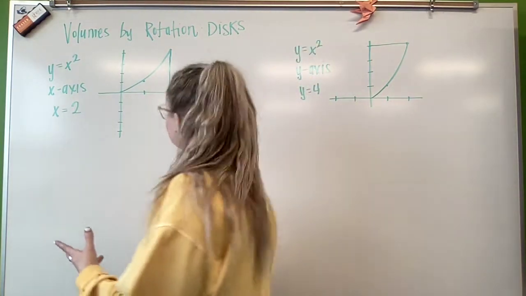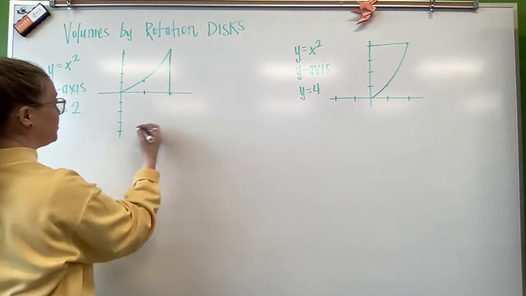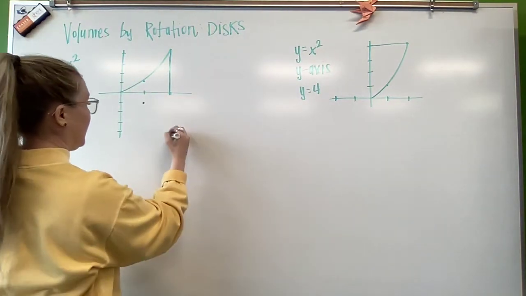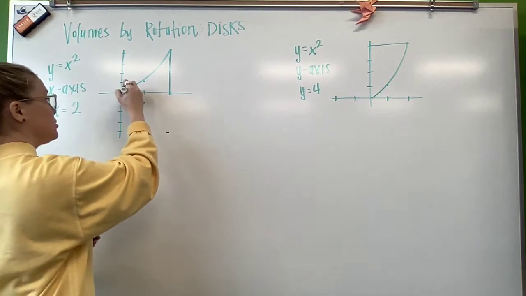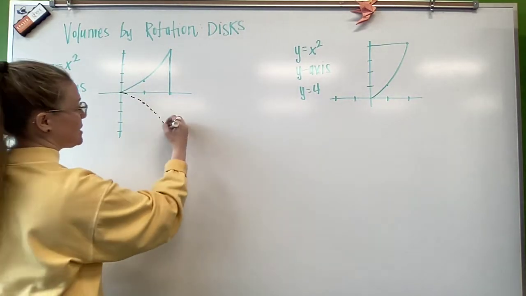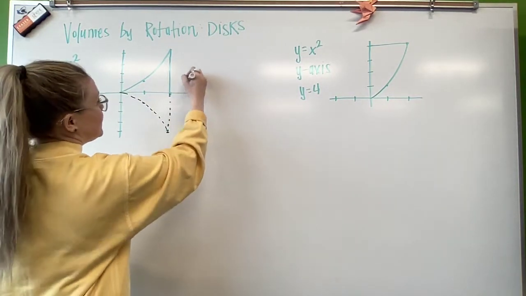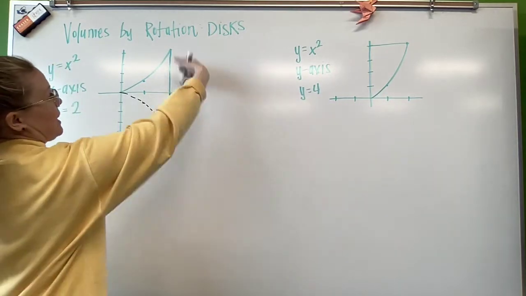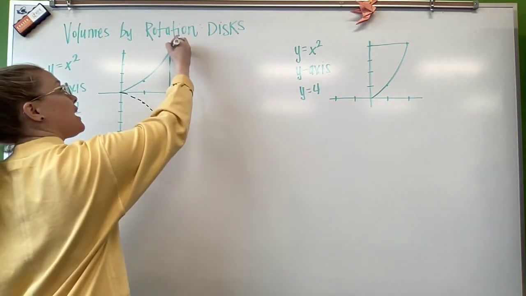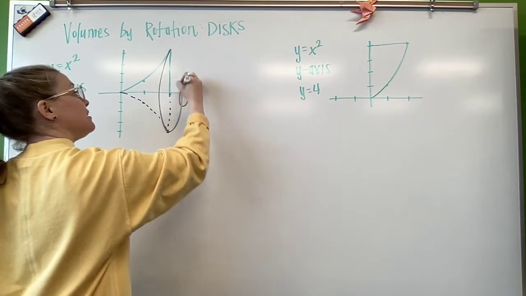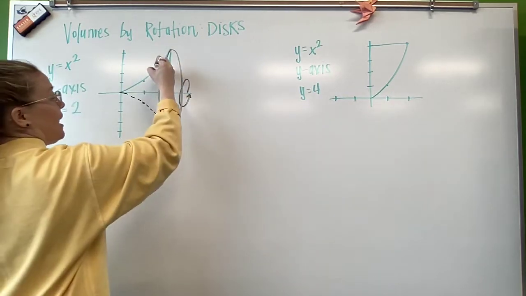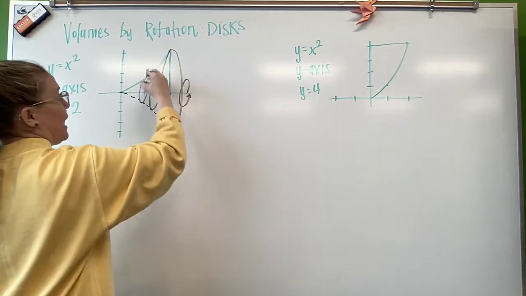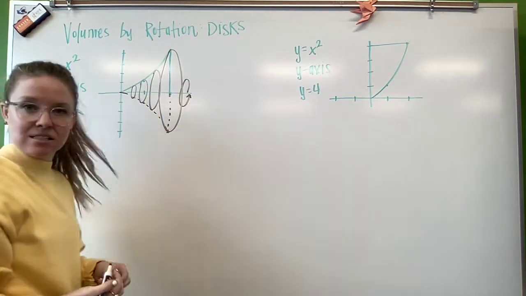Okay? So visually, if I can kind of get us a little bit of a graph of what's happening here. When I rotate this around the x-axis, we're going to see that reflection there. And what's going to happen is we're going to create this circle. Anywhere here, we're going to have these little discs.